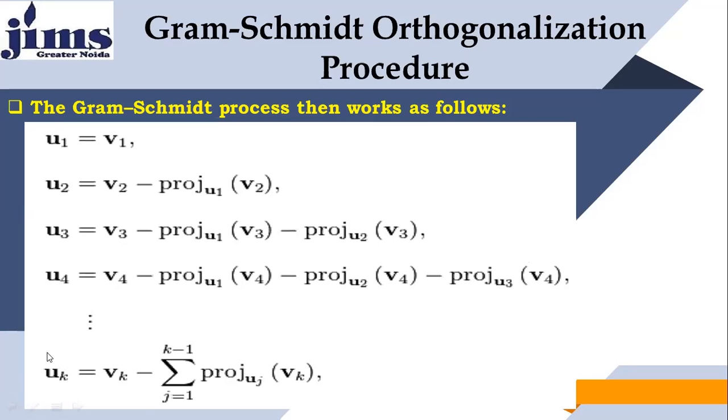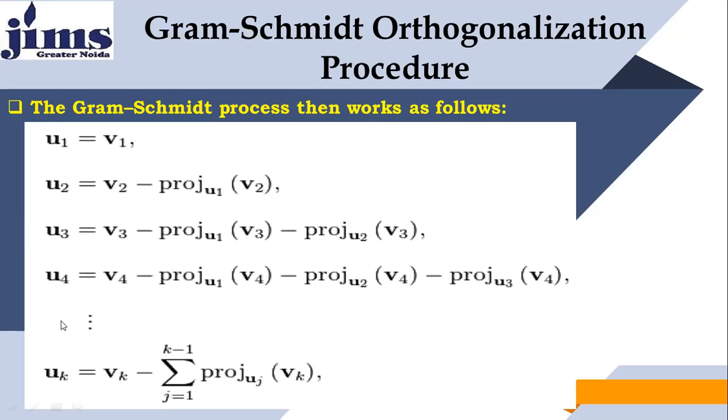So ultimately UK is to VK. If you generalize this particular trend, what do you get? You get UK is equal to VK minus the sum from j equals 1 to k minus 1 of projection of VK on Uj, isn't it? So this is a generalized term. So that chart is very easy. There is a trick involved in that, and it's very easy, I think, because you know the trick.